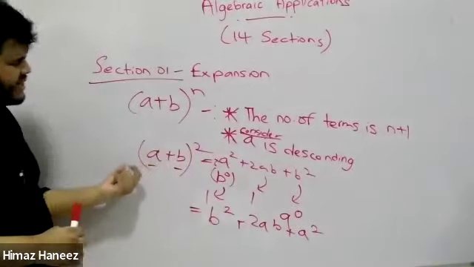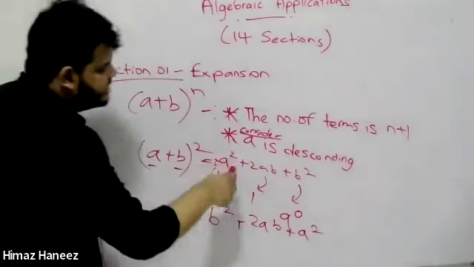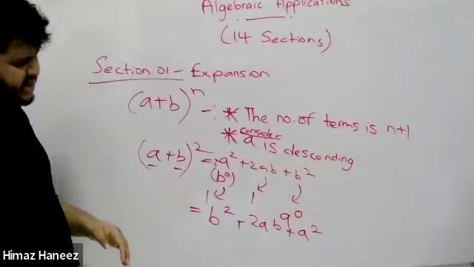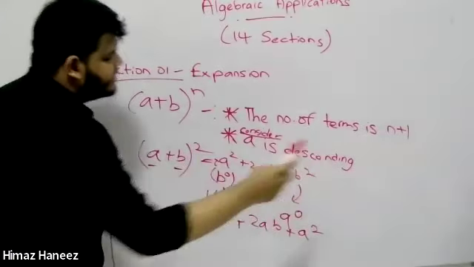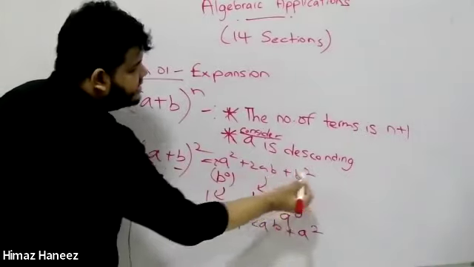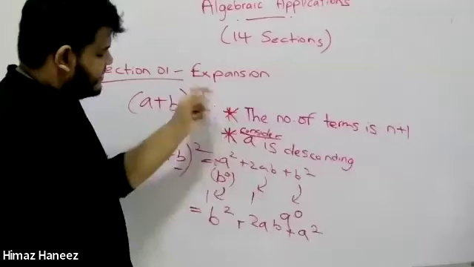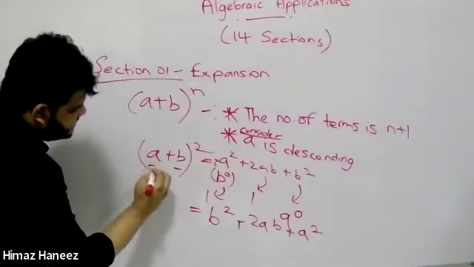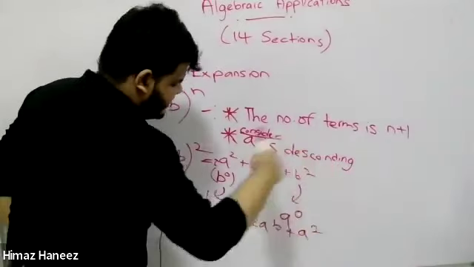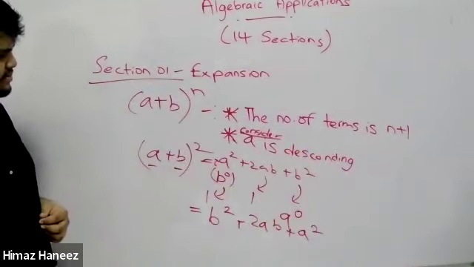We can consider whichever we want, a or b. But here I considered a. So then a's power keeps on reducing, and on the other hand, b's power keeps on increasing. See, here b to the power 0, here b to the power 1, here b to the power 2. So this is a rule: when we start from a, a's power keeps on reducing and b's power keeps on increasing in each and every term.